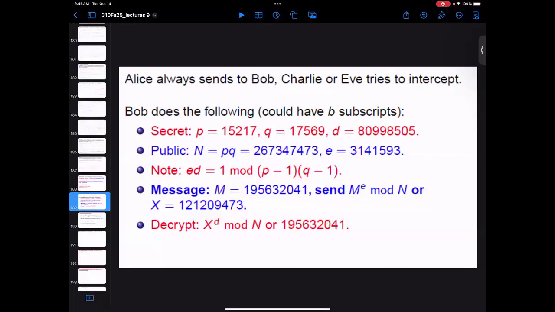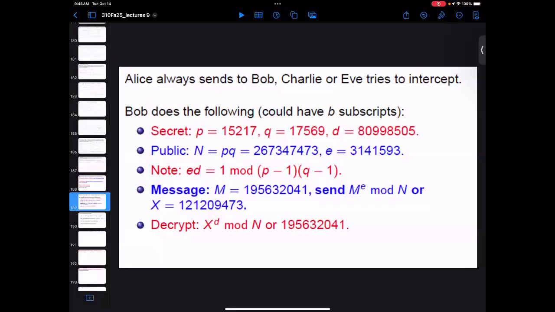And if you want to send a message, you can send any message that is a number at most n. You raise it to the eth power, and then to decrypt, you just take what you receive and raise that to the dth power. So we've talked about why this works and why a lot of the concepts we've been learning in group theory come into play for stuff like this.